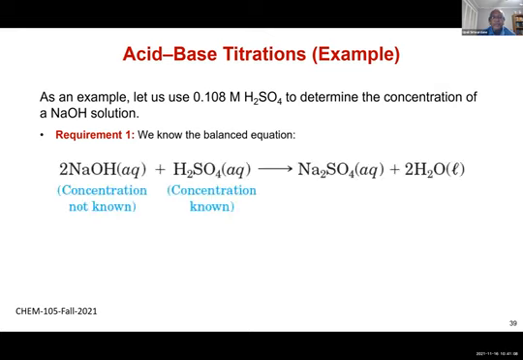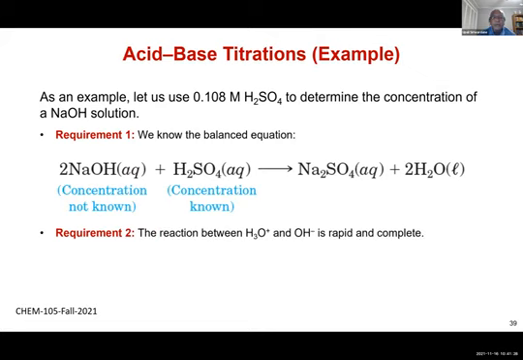The balanced equation is given here. 2 moles of sodium hydroxide react with 1 mole of sulfuric acid. So that is the criterion that we use: 2 moles of sodium hydroxide is equal to 1 mole of sulfuric acid. The reaction between the hydronium ion and hydroxide is always rapid and complete. They take place quickly.